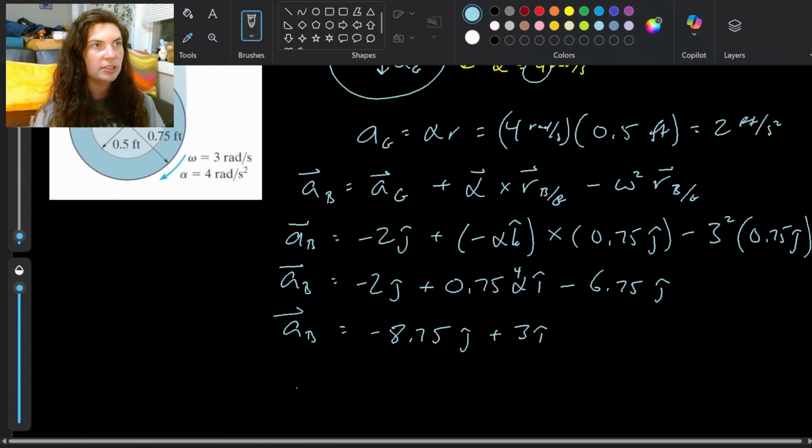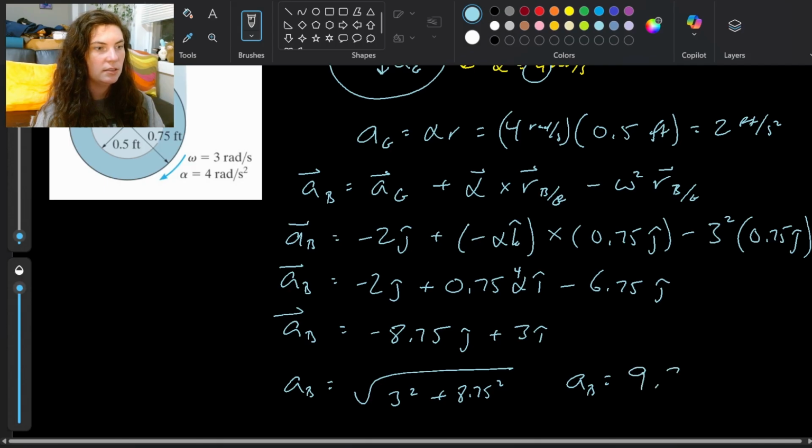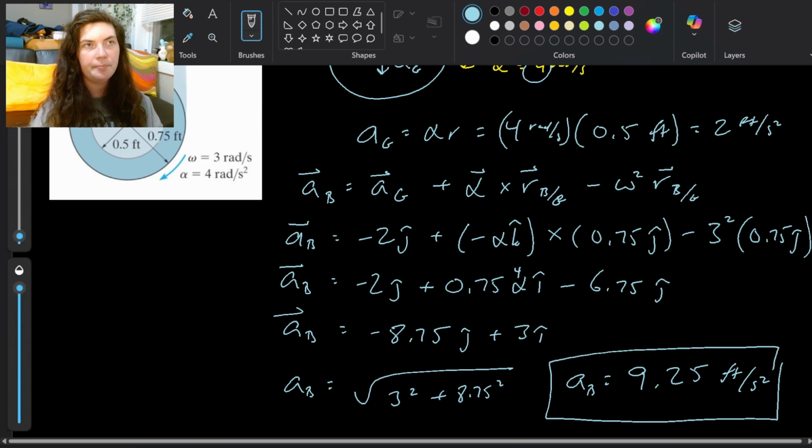So now I can actually find the magnitude of this thing. Square root of 3 squared plus 8.75 squared means the magnitude of my acceleration of B is 9.25 feet per second squared. So overall, not too bad, just a matter of keeping a few of those special rules in mind when we're doing these rolling without slipping problems.